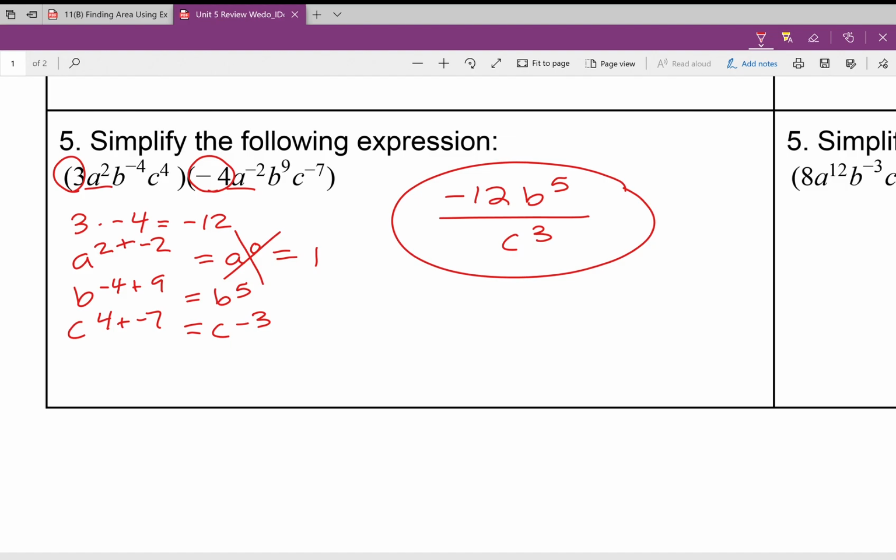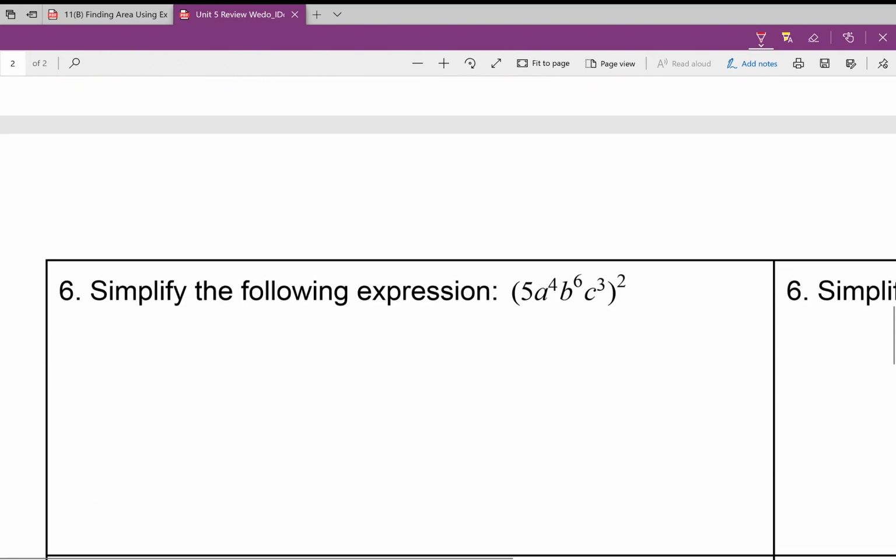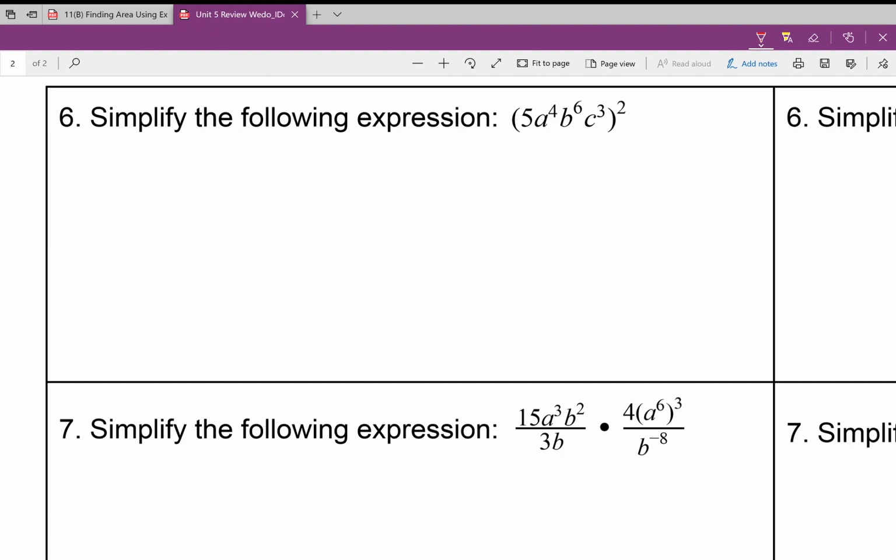Okay, let's look at number 6. Number 6 says simplify the following expression. So this is a power to a power. So we're going to take this power of 2 and distribute it inside the parentheses, giving it to everything inside. So this becomes 5 squared, a to the 4 times 2, b to the 6 times 2, and c to the 3 times 2.